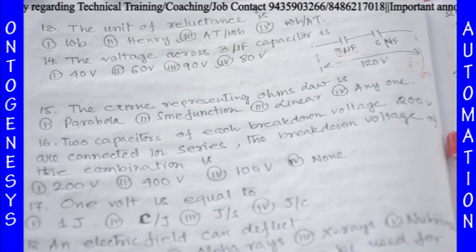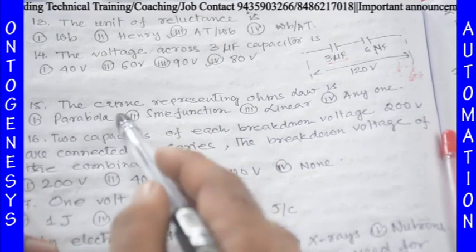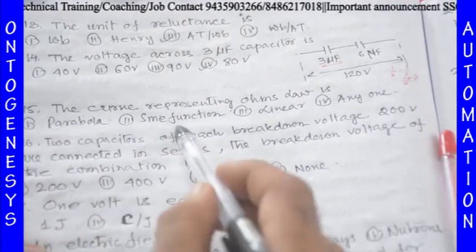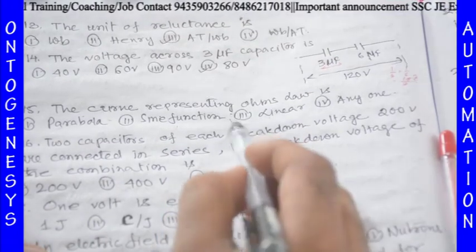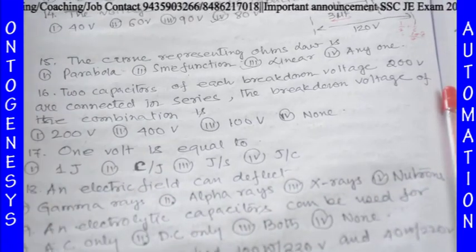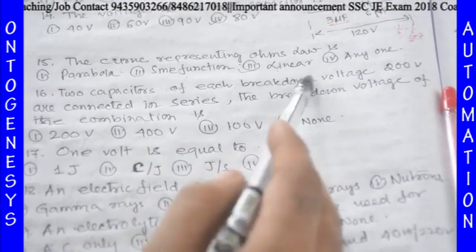Okay. Next, the curve representing Ohm's law is, parabola, sine function, linear, or any other? So it is linear. Ohm's law is valid for linear and bilateral devices, passive devices, isn't it? We have already discussed these things.